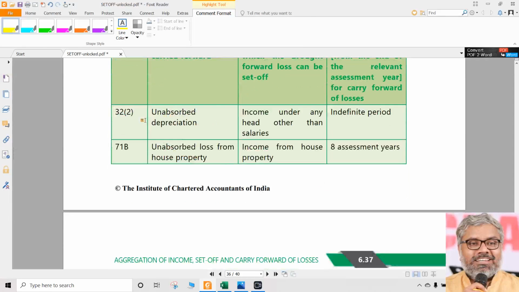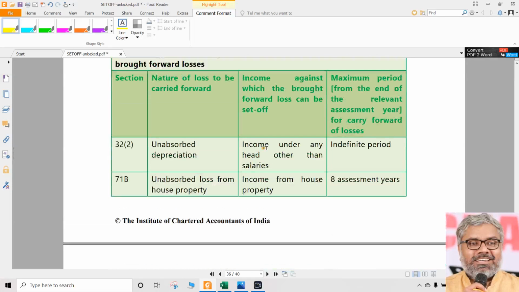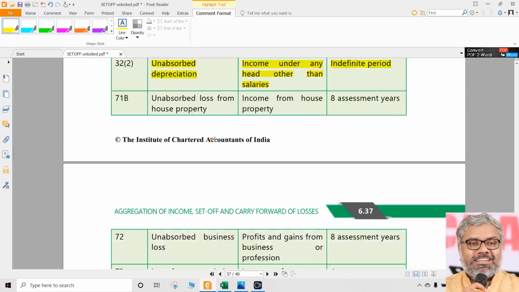Same way, when it comes to carry forward, unabsorbed depreciation is one separate thing that can be carried forward and set off against any other head other than salaries. And for how many years can it be carried forward? For an indefinite period. This is an unabsorbed depreciation related provision, not related to this chapter, but it should already be there. That is an exception. Normally PGBP loss can be set off against only PGBP income, but the exception is unabsorbed depreciation, which can be set off against any head of income in future also, except salaries. And there is no time limit for carry forward. All other things are very simple.